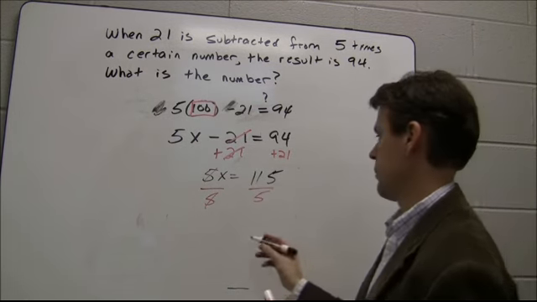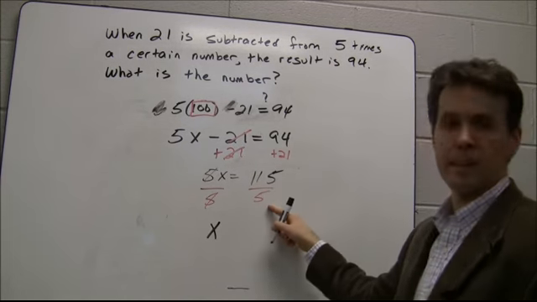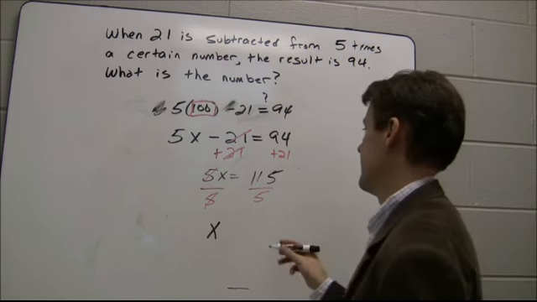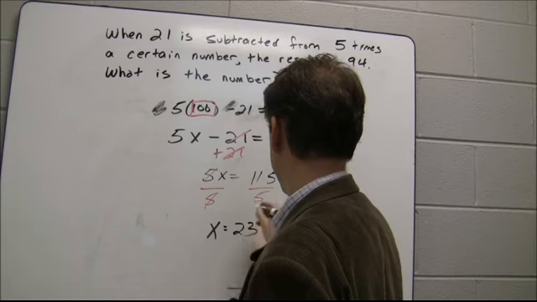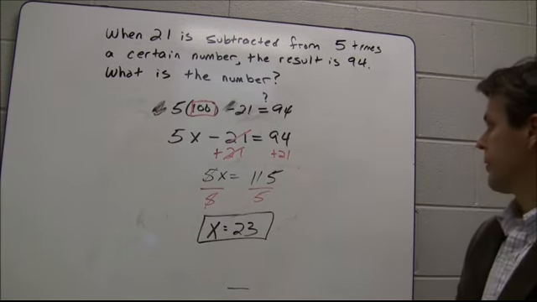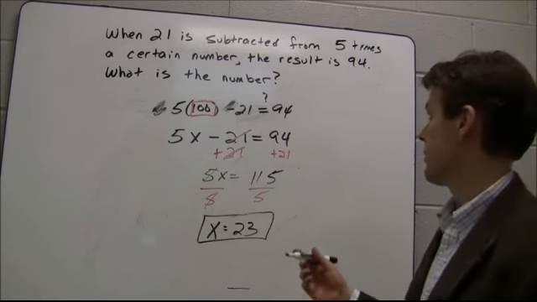And so what's x going to be equal to? 115 over 5, but we want to simplify that. In fact, I know 5 goes into 115 evenly. So 5 goes into that, what, 23 times? So x is 23.